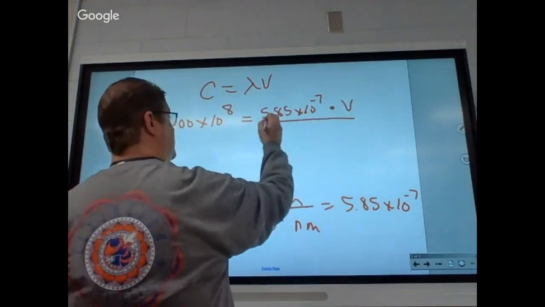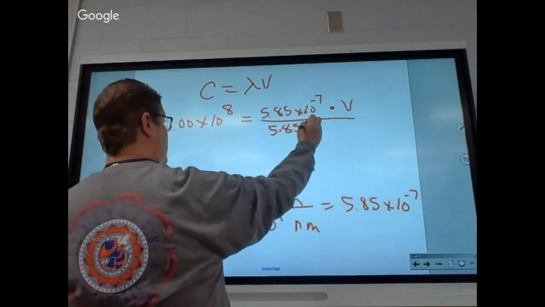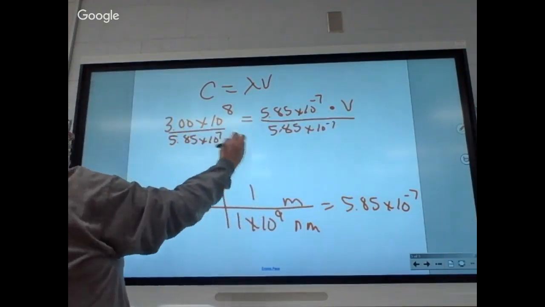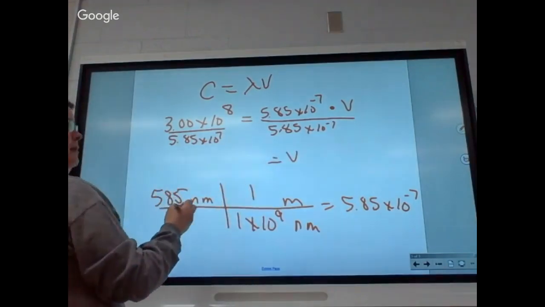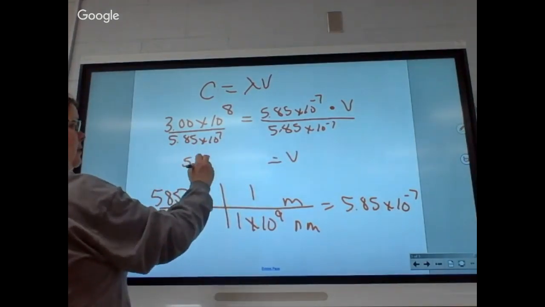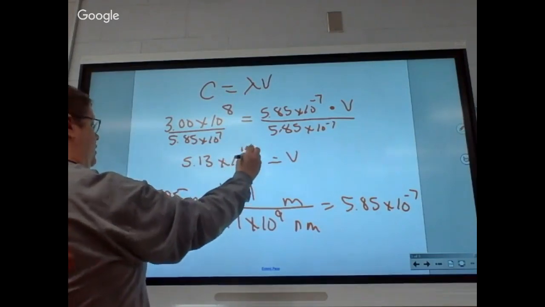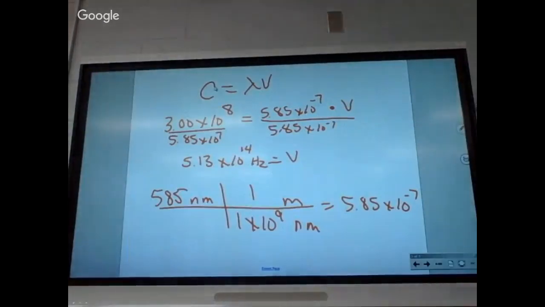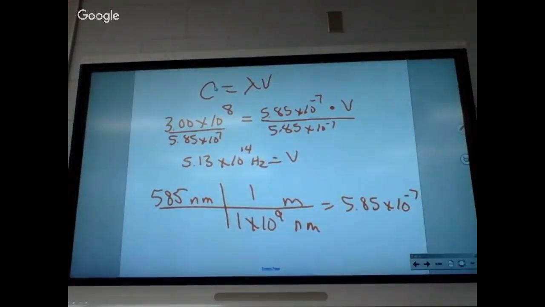Solve for your frequency. Divide both sides by 5.85 times 10 to the negative 7th. And what did y'all say frequency was again? 10 to the 14th, and that unit is hertz. All right, everybody good? That was homework.